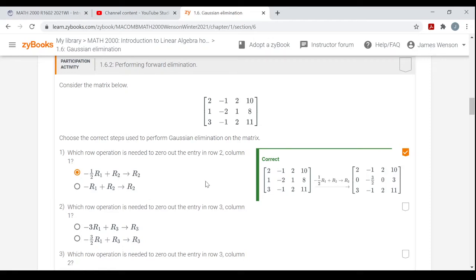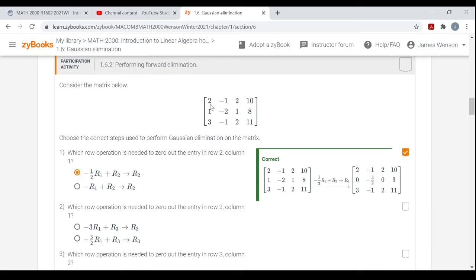You can't avoid it. All right, then, which row operation is needed to zero out the entry in row 3, column 1? So again, you have 2 up here. You want to make this 3 into a 0 using the 2.